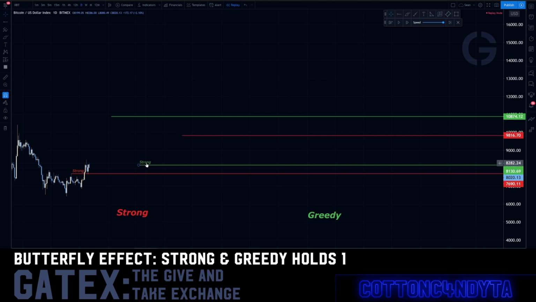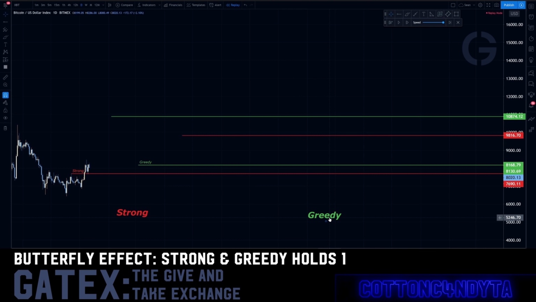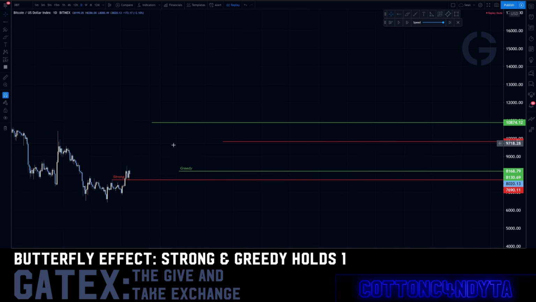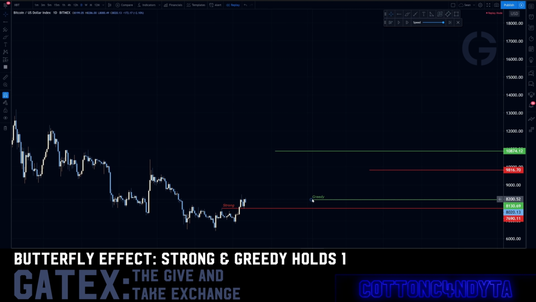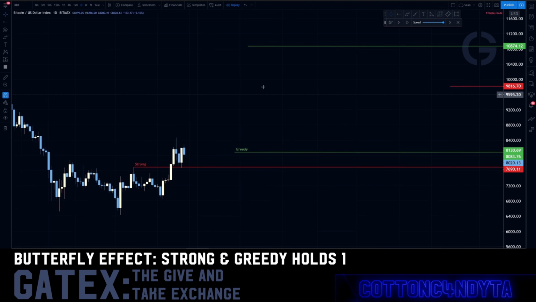So we have a strong level and a greedy level. Good. Now we can use this template going forward in the lesson. We can get rid of this because we know what strong and greedy are. And let's go back inside of this move and start looking at where the next hold level would be.